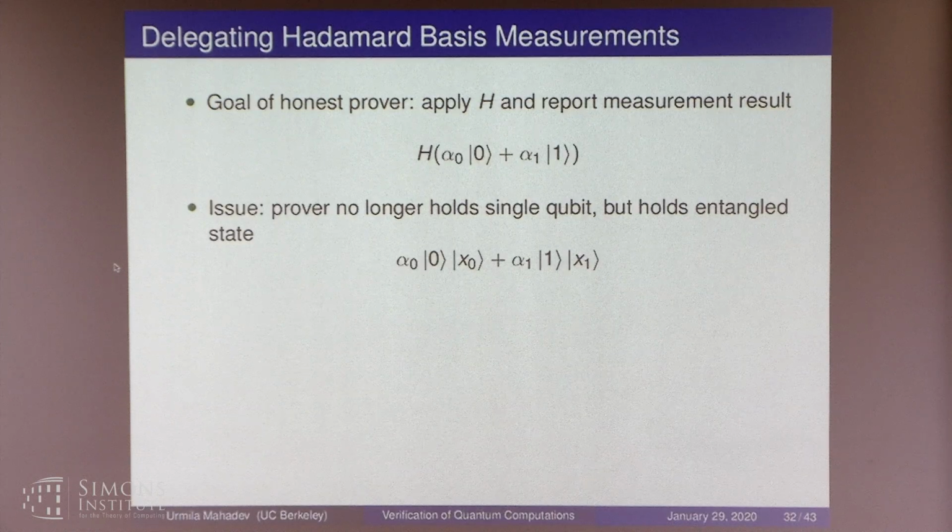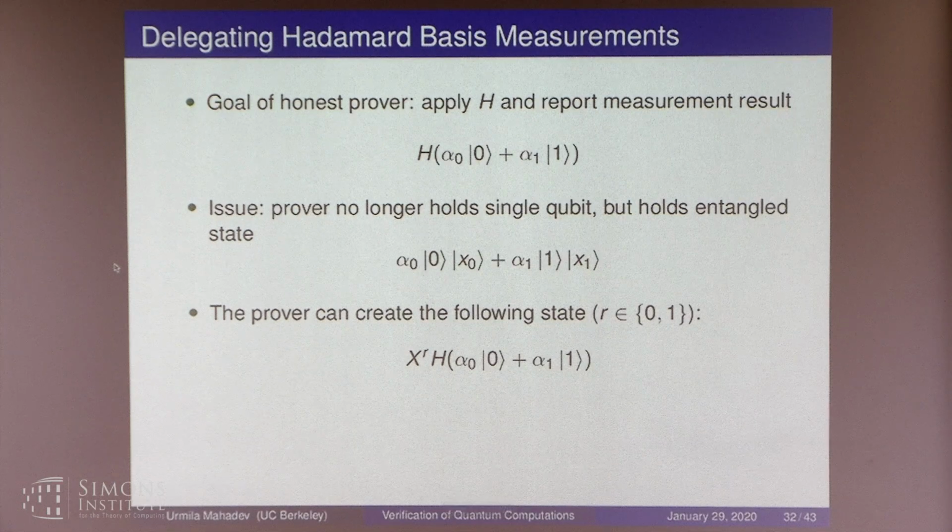Now, the problem is that once the prover commits to his state, he doesn't have that single qubit anymore. He has this much larger quantum state. And now that he has this much larger quantum state, he can't just perform the Hadamard on it. It won't make sense. So it turns out that what he can do instead is he can take this much larger state and convert it into something else. So he can convert it back into a single qubit, which has almost the form of the top line, which is the ideal solution, but it's off by this bit flip.